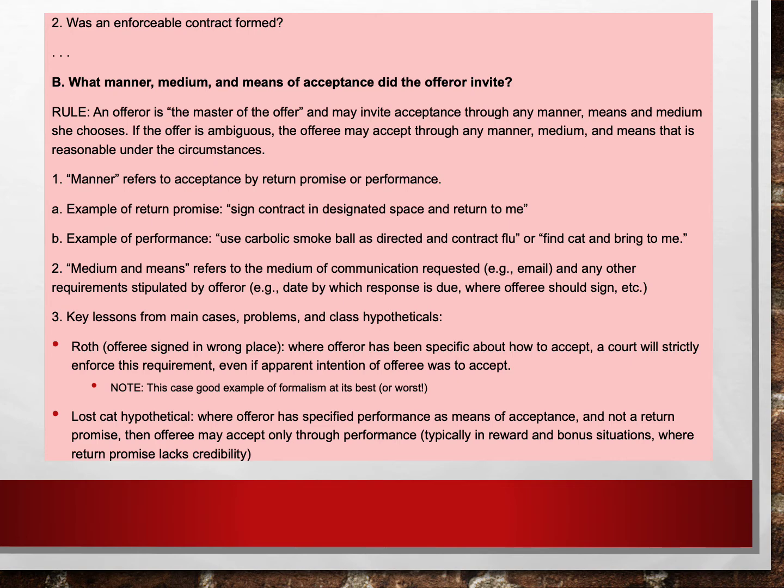And you might note, okay, an example of a return promise is that someone has to sign a contract in a designated space saying that they accept and return that to me. That's a great example of a return promise. An example of performance might be use the carbolic smoke ball as directed and contract the flu. Or it might be find my cat and bring it to me. Here you just want to have enough to jog your memory so that you know, oh yeah, that's what this means. That's what I mean by performance here.